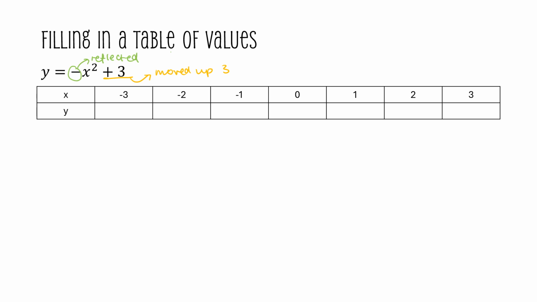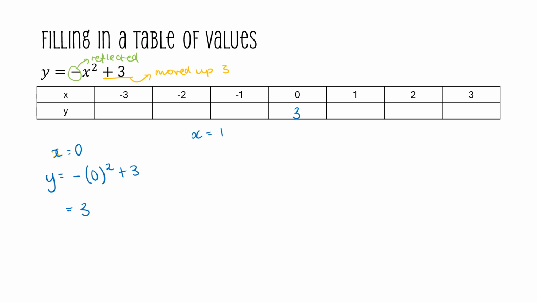Now, once again, I'm going to start by subbing in 0. I've got my x equals 0, and I'm going to sub that into here, plus 3. I've got 0 squared is 0. Negative 0 is still just going to be 0. So this would be 3, which, remember before I said that number on the end is going to be your y-intercept. Okay, so I've got my y-intercept 3.